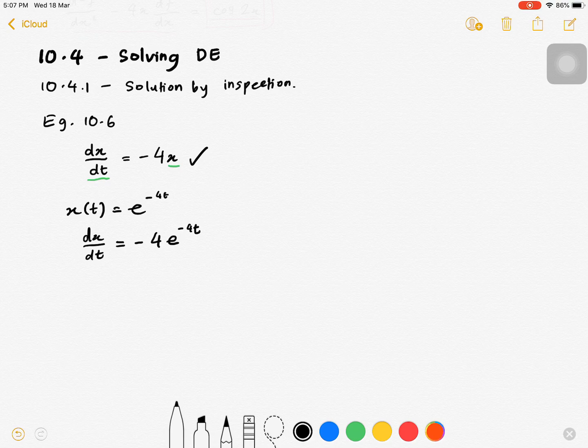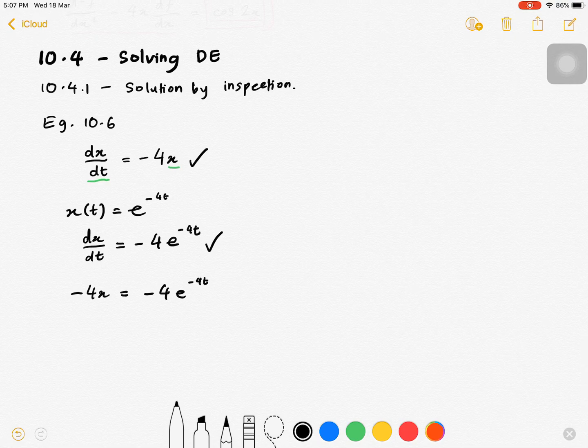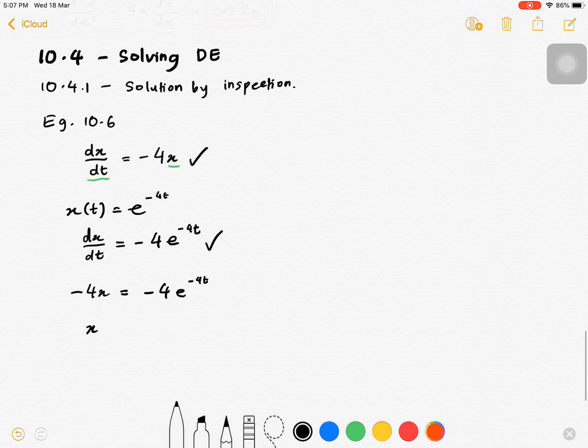When we compare this answer with the top equation right here, negative 4x equals negative 4e power of negative 4t. Now we can compare, because the form is almost similar, and now we can simplify it so that we have the equation of x in terms of t.